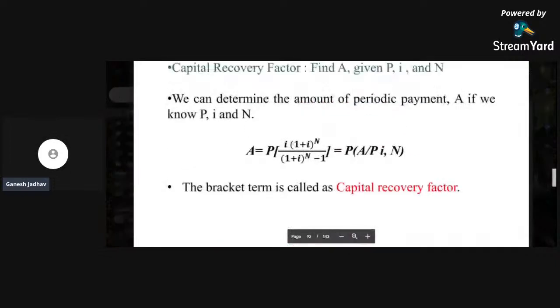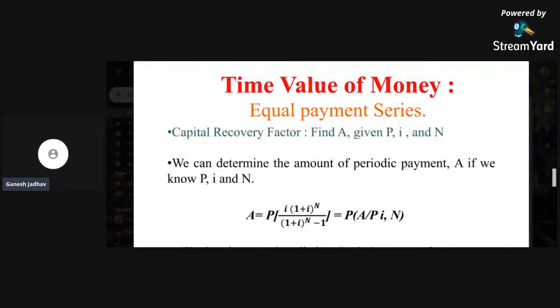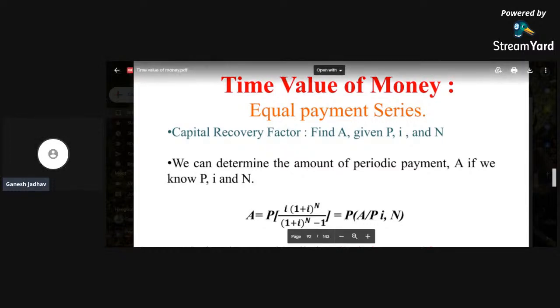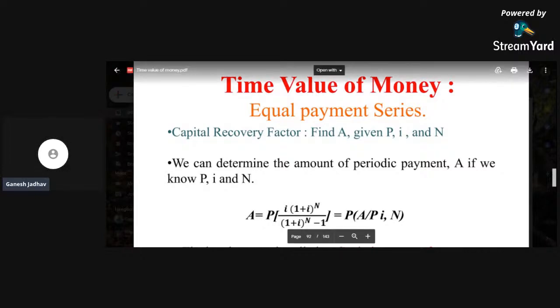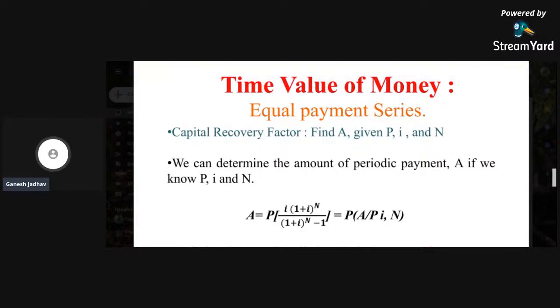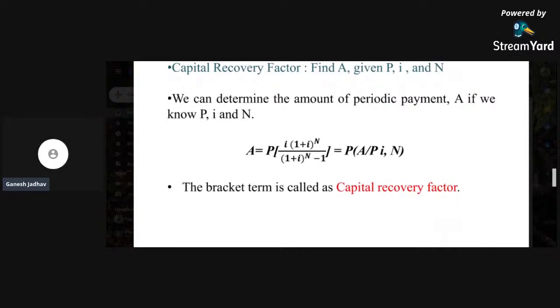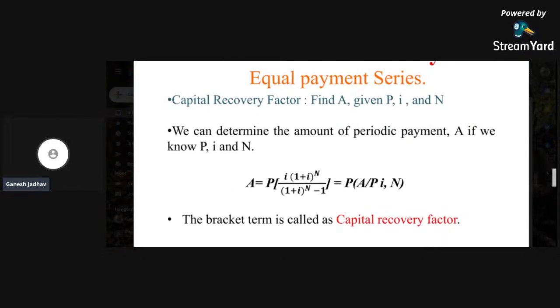Okay, so then the another one. What is the another one? The capital recovery factor. So what is the capital recovery factor? Find A given P, i, and n. We determine the amount of the periodic payment A if we know P, i, and n. You can calculate this particular factor by using this formula.